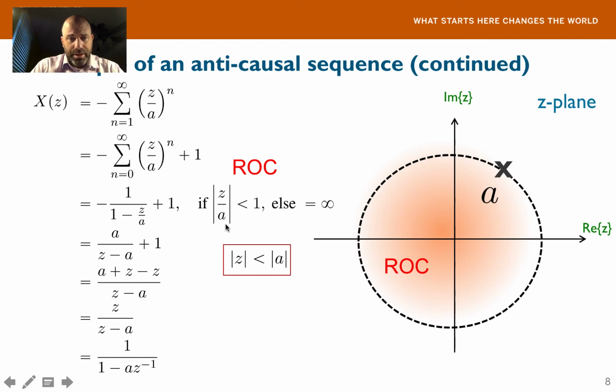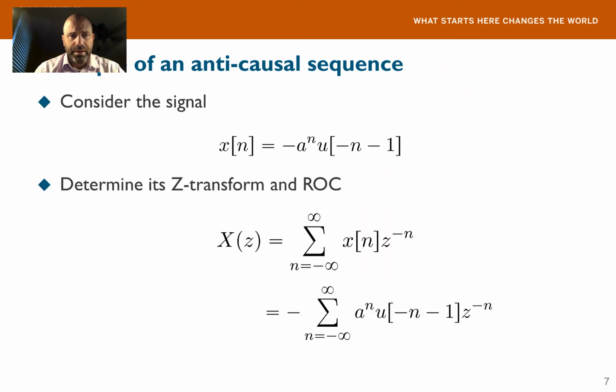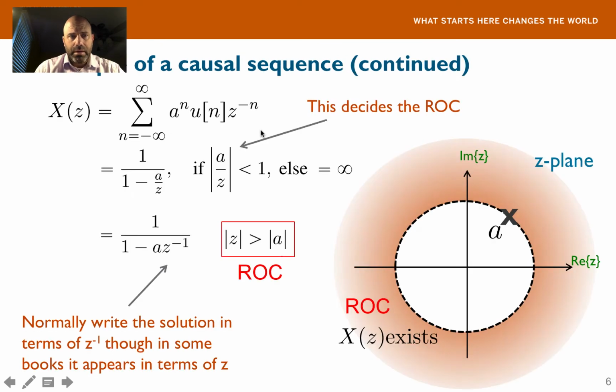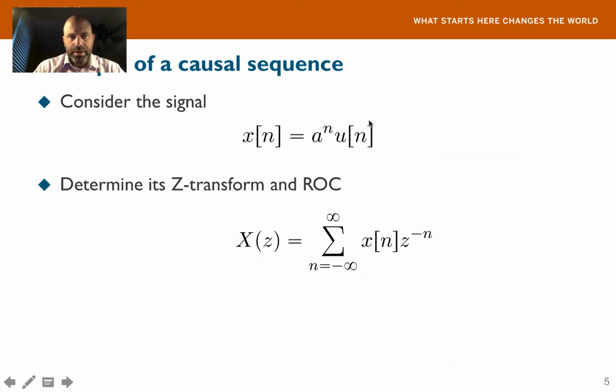except that the region of convergence is now modulus of z less than modulus of a. So the region of convergence here is a disk. Before it was the whole plane with a hole in it, now it's a disk. They have the same analytical expression, but different regions of convergence, and this corresponds to two different sequences. This sequence here is anticausal because the unit step is going in the left direction, and this sequence is causal because the unit step is going in the right direction.